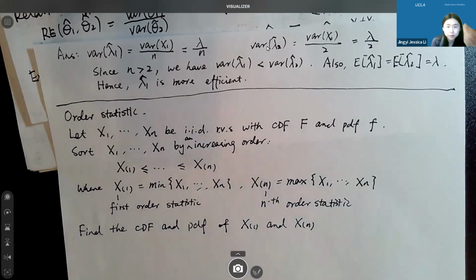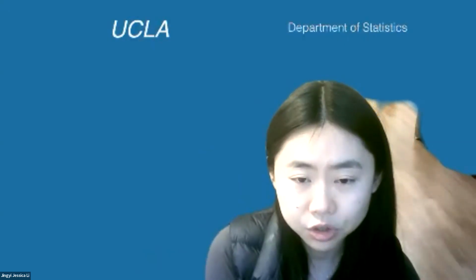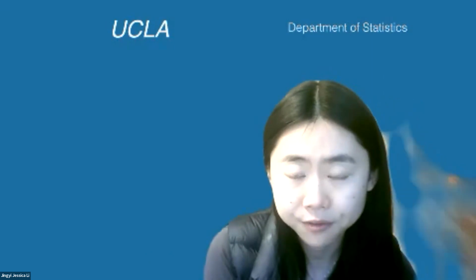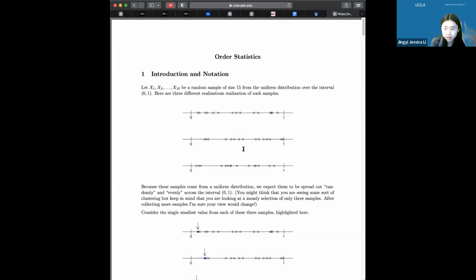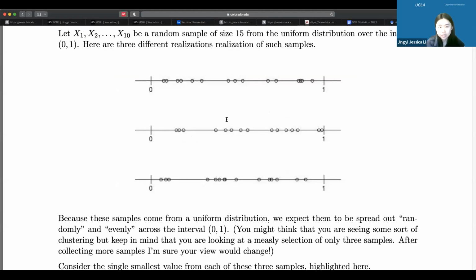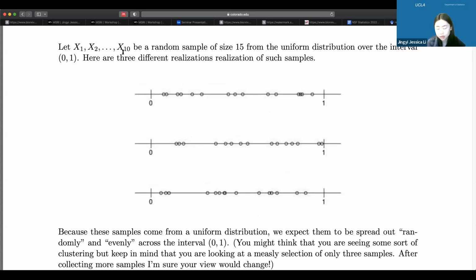Okay, so to help you understand what we are talking about here, let me just quickly show you a PDF I found online. I'm going to share this on CCLE. So what we are talking about here is this case. Let's say that we have n equals 10. So it's a random sample of size 10. Let's say we draw them uniformly from 0 to 1. So you see, these are the 10 values we draw in one realization. This is the second realization. This is the third realization.